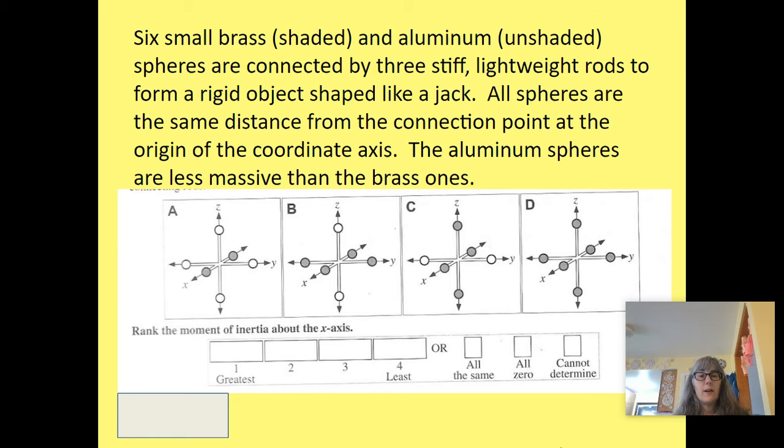So you're going to figure out which is going to have the biggest moment of inertia about the x-axis. So if it starts rotating about the x-axis, which is going to be the easiest to rotate, which is going to be the hardest to rotate. The shaded in ones are going to be the more massive ones.